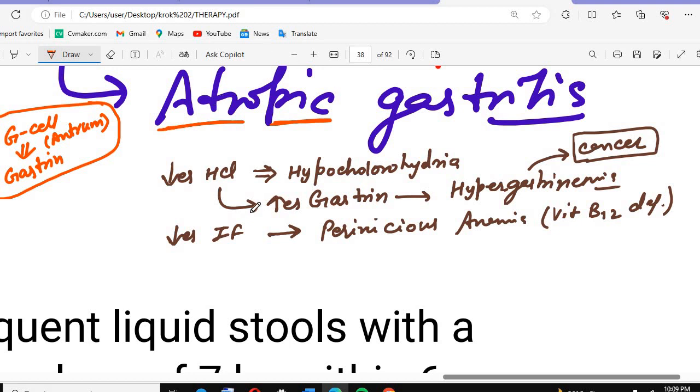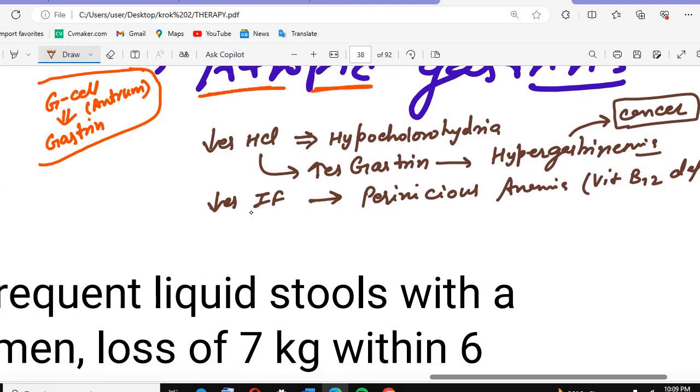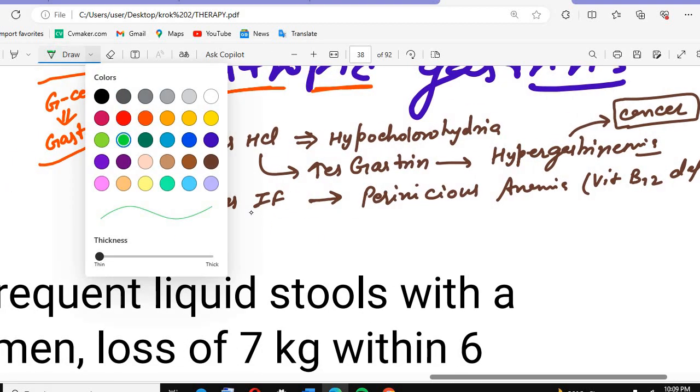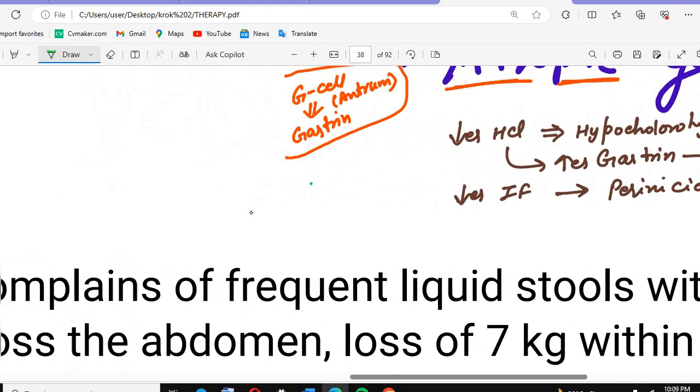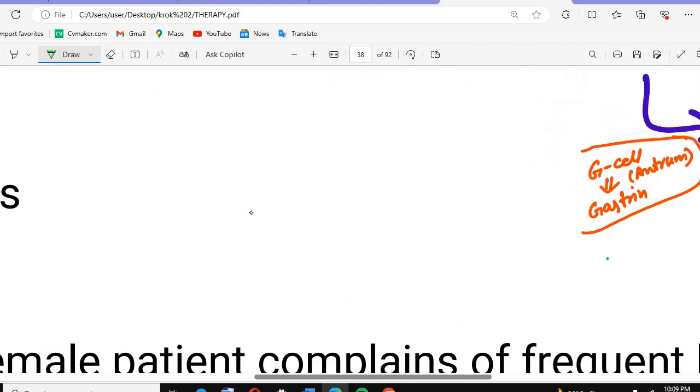Then the second one, type B. Let's talk about type B. Type B gastritis is caused by H. pylori, Helicobacter pylori gastritis. Okay, write the spelling of gastritis properly. So it is caused by Helicobacter pylori.